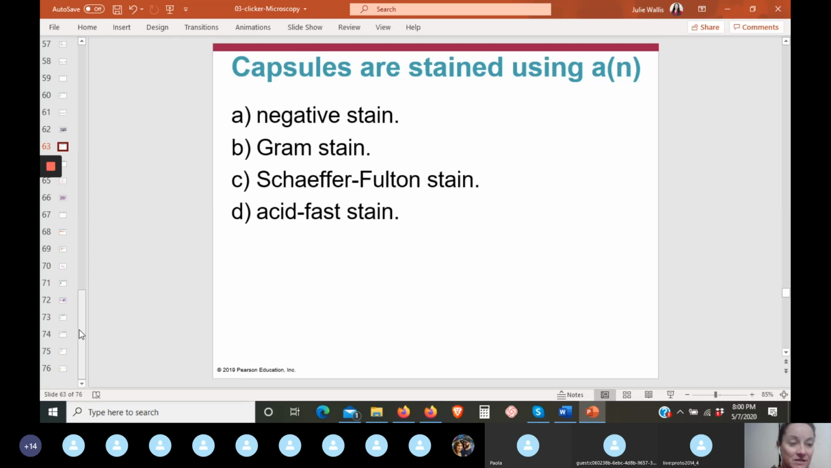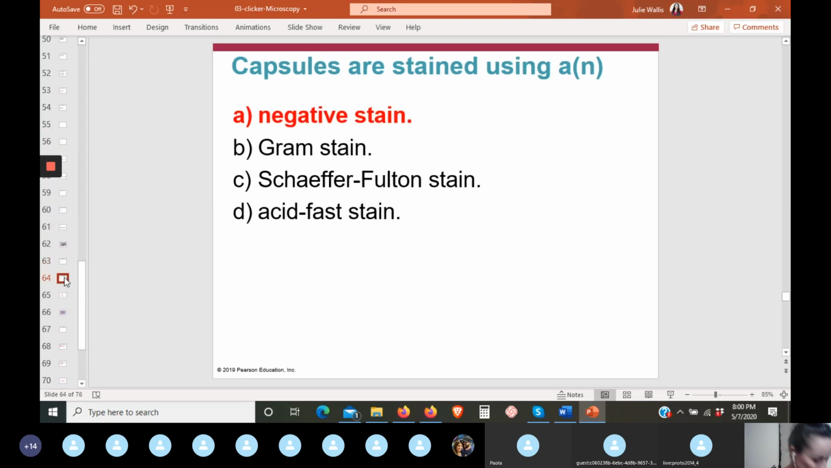Capsules are stained using a negative stain. Capsules are made from a glycocalyx, which is a carbohydrate substance some bacteria release, a sticky substance that protects it from the immune system. And these sticky substances resist staining. So we have to use a negative stain to stain the background, and then the capsule will just reflect off light and appear white.